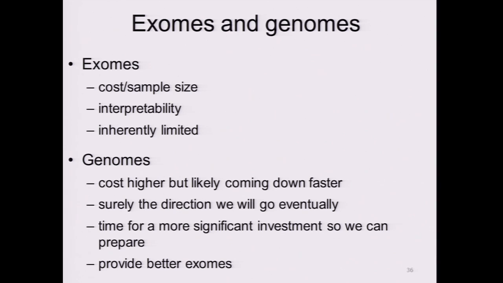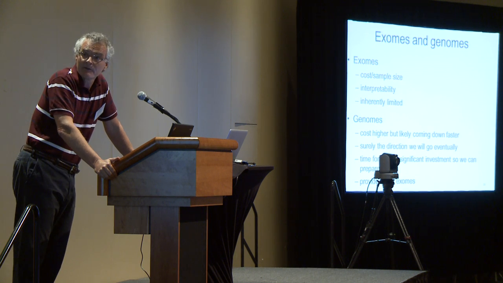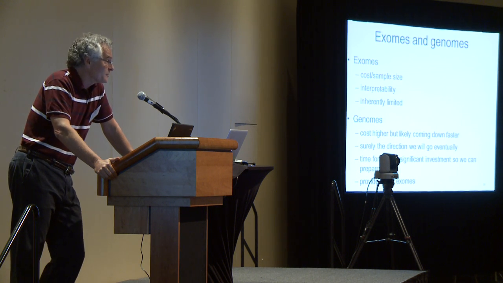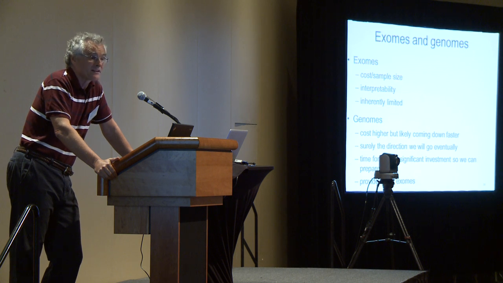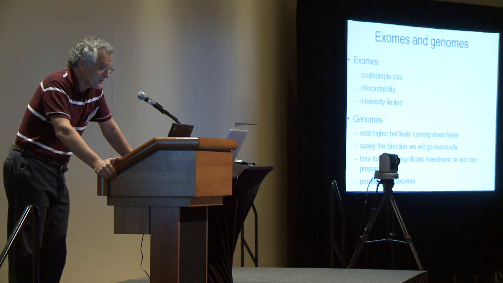Exomes and genomes. Exomes are great from the perspective of cost, relatively speaking, sample size, interpretability, but they're inherently limited. Genomes cost more now, but I would predict that the cost for genomes will be coming down faster than the cost for exomes, making that comparison less unfavorable to genomes. It's surely the direction we'll be going eventually. It's time, I think, for more significant investment so we can learn what we can with genomes and prepare for when we're ready to do it at a larger scale. And genomes also provide better exomes.